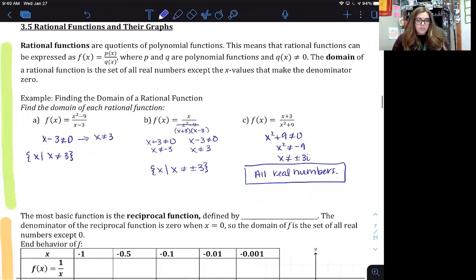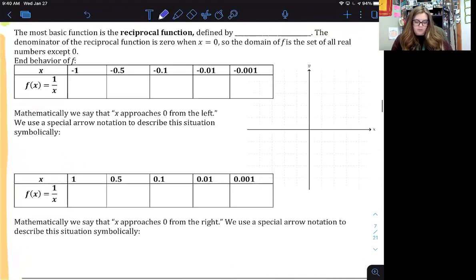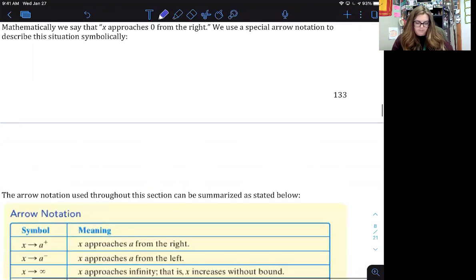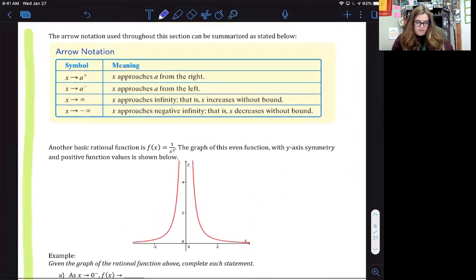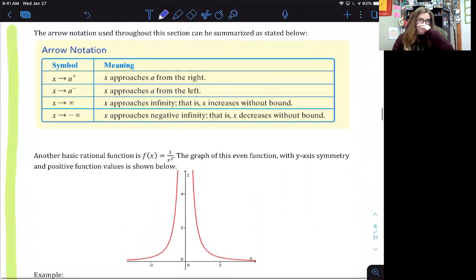All right, so we're going to jump around the notes. We're going to skip this reciprocal function and talk about what the graph looks like in the next couple days. Here, let's look at end behavior. Okay, so this is some new notation. It's called arrow notation. The things to remember: plus sign means that we're approaching from the right. Negative sign means we're approaching from the left. And then x approaches infinity, and x approaches negative infinity, that's talking about our end behavior to the left and to the right.